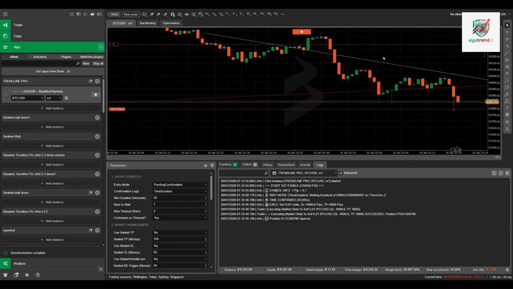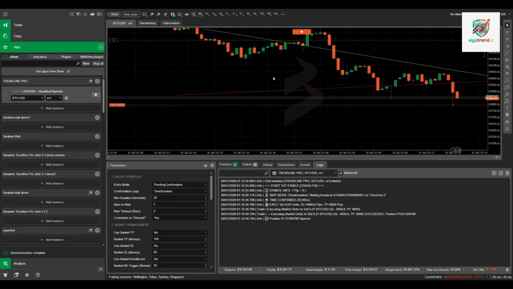I think the price is finally getting ready for a strong move. Hopefully it goes in our direction so we can explore all the features and potential of this amazing cBot.